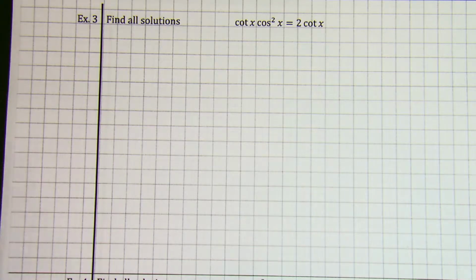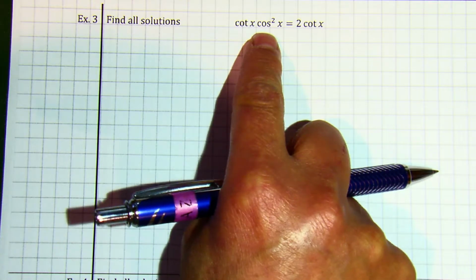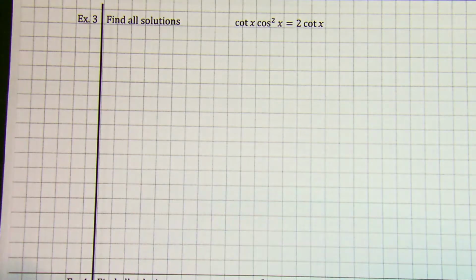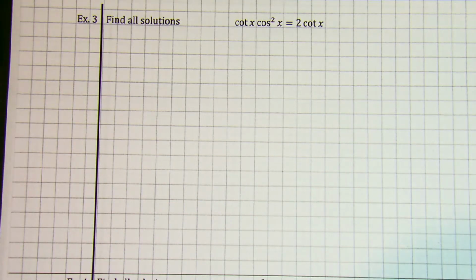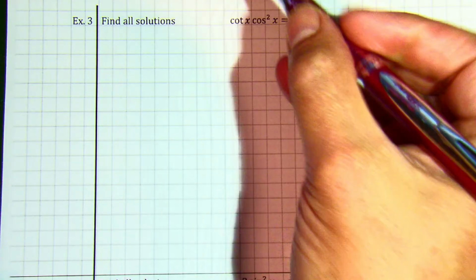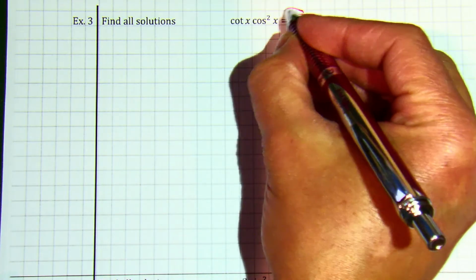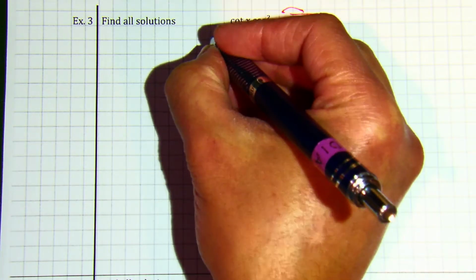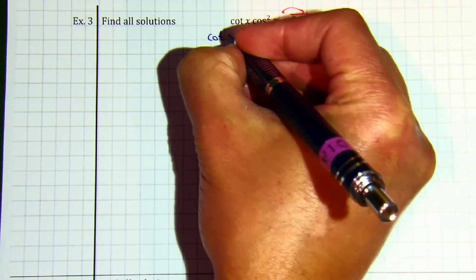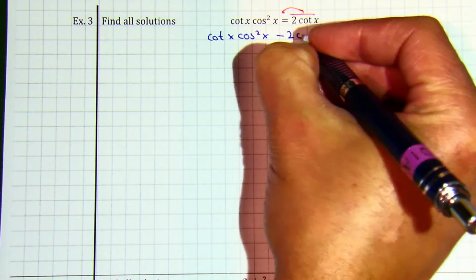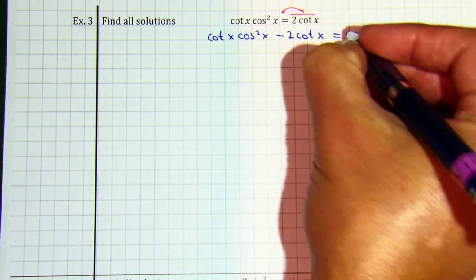So I need to be able to find all the solutions. In this case, I notice I have cotangent and cosine. And I notice that I have a square in there. So just like any other equation that we have an x squared, we want to make it equal to 0. So I'm going to move my two cotangents to the left, which becomes a negative. So now I have cotangent of x multiplied by the cosine squared of x minus 2 cotangent of x equal to 0.